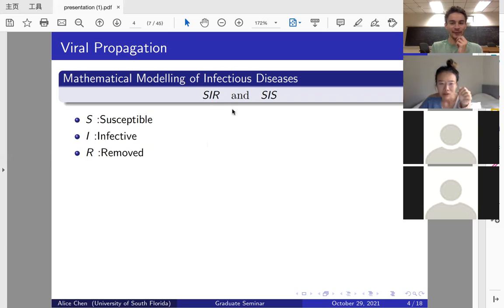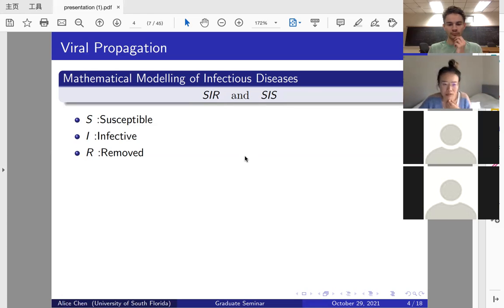Okay. The people may progress between the compartments, and the order of the labels usually shows the flow patterns between the compartments. So for example, SIR means that an individual is going to be susceptible, then get infected, and then removed. The similar case is SIS, which means going from susceptible to infectious, and back to susceptible again.